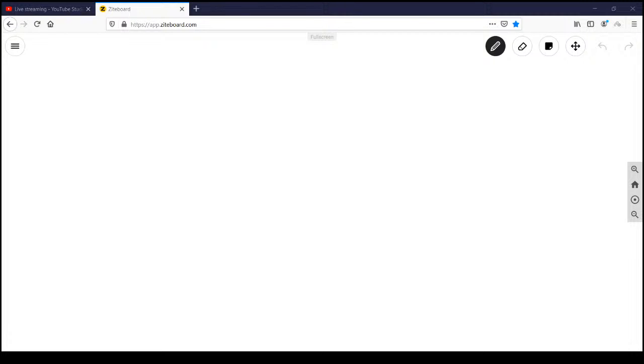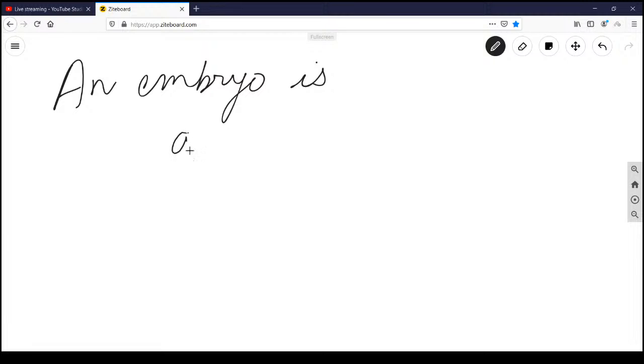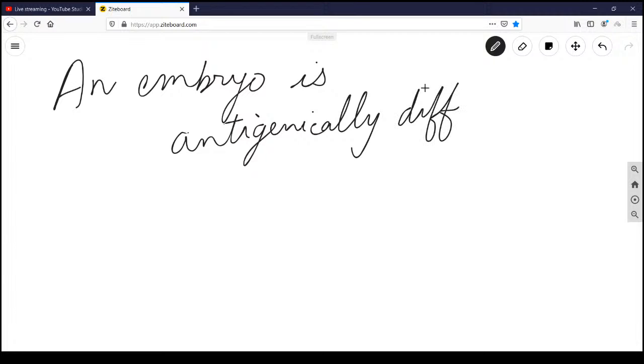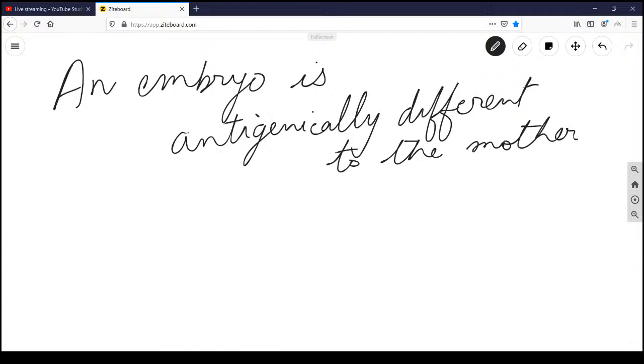So I'll write it down for you. An embryo is antigenically different to the mother, right?